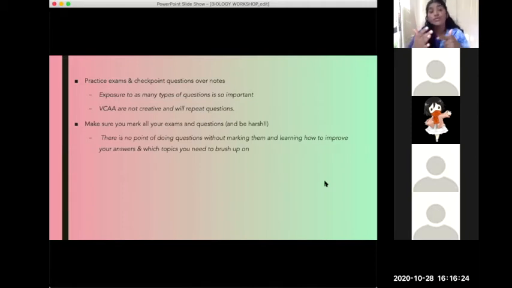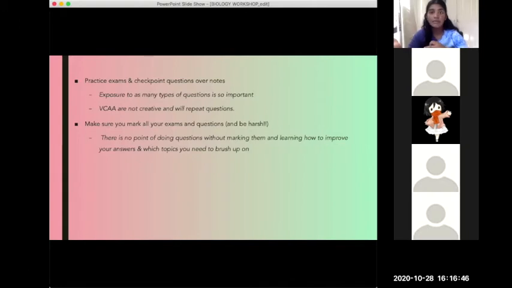In saying that, you need to be marking these questions. It's one thing to be doing them and exposing yourself to them, but it's another thing to actually be marking them and learning from your mistakes. One of the best guides you're given are the examiners' reports, not only because they give you the answers, but also because they give you some insider info on what VCAA are looking for.